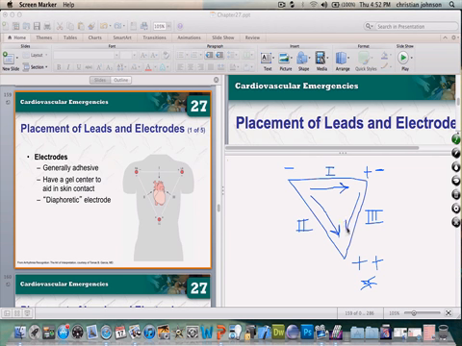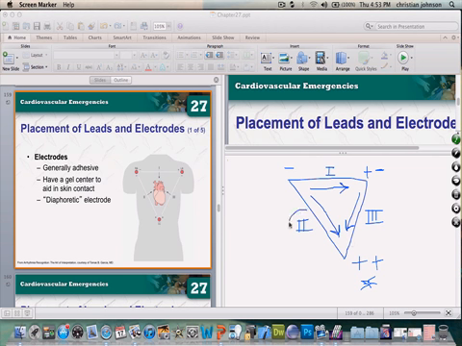Together those 3 leads make my Einthoven's triangle. The monitor does this all at once. It's going to create my lead 1 from right arm to left arm, my lead 2 from right arm to left leg, and my lead 3 from left arm to left leg, straight down. And I've got 3 views. These 3 leads are called my bipolar leads, because each view has a negative and a positive electrode. We need these 3 in order to diagnose what the actual rhythm is.